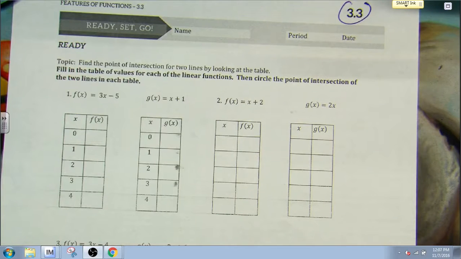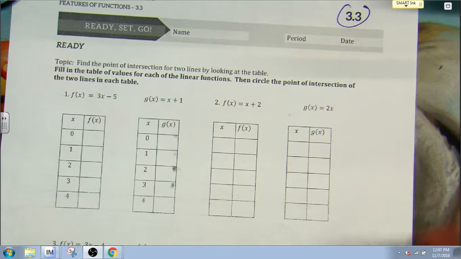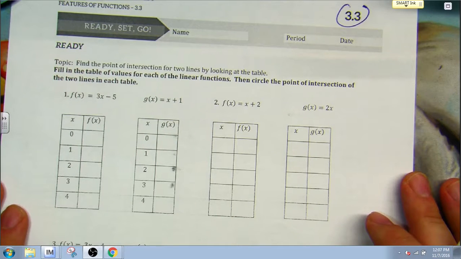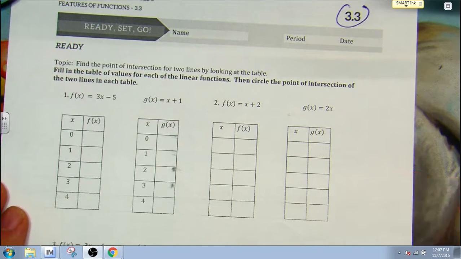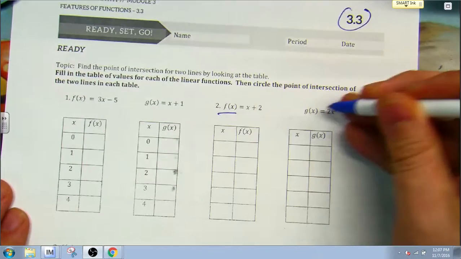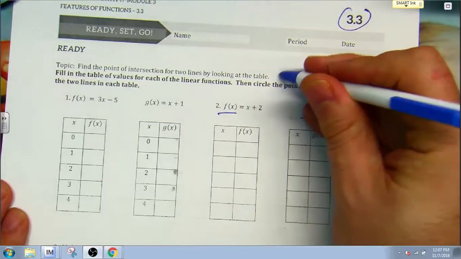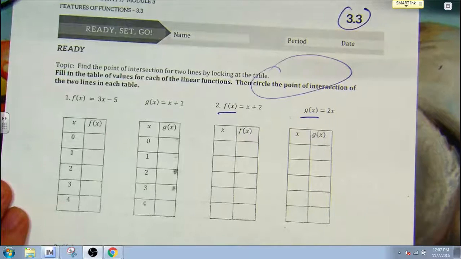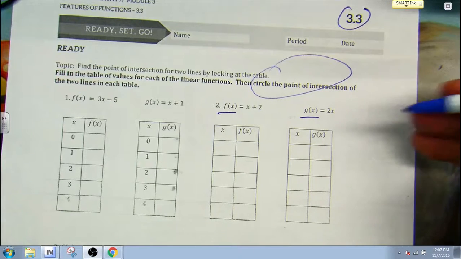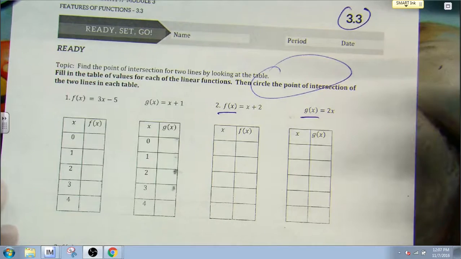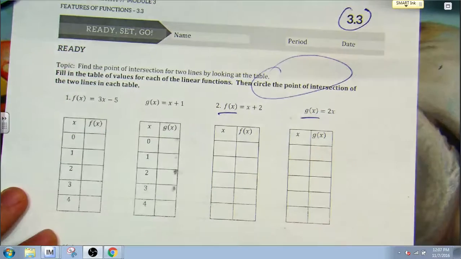What we're going to be doing for this one is we start off by trying to find the point of intersection. So it's kind of like what we did yesterday. Yesterday it was with two lines that we graphed, but now we're going to be using tables. So we're going to have f of x and g of x, and we're going to try to circle the point of intersection. So what this means is instead of looking visually where they cross, we have to understand that the point, if it's the same point, that's where they're crossing. So let's go ahead and get started.